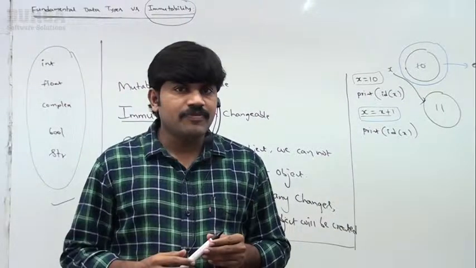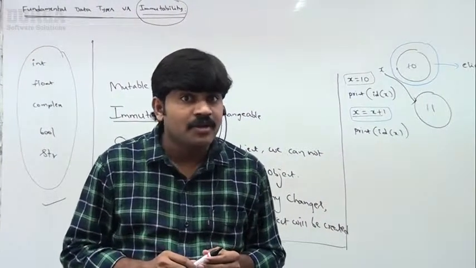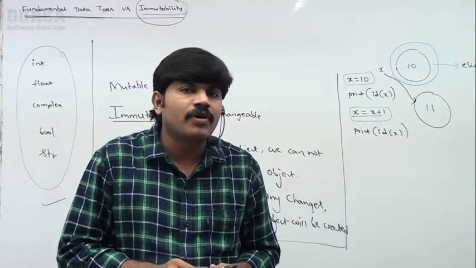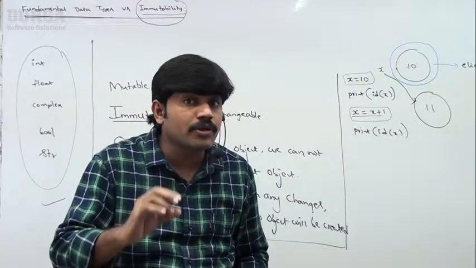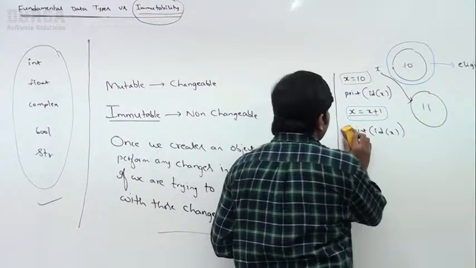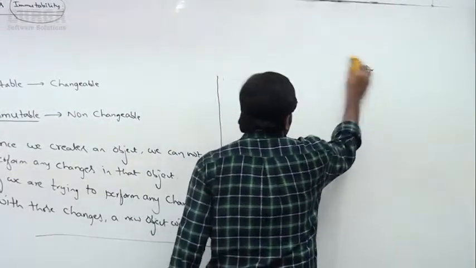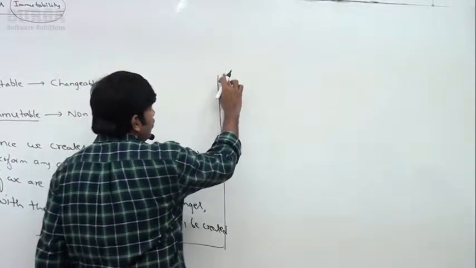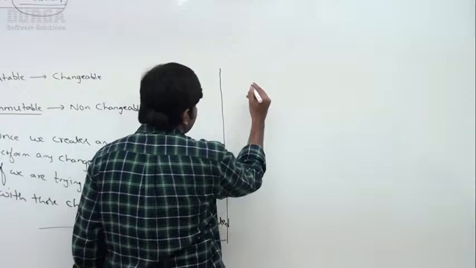Friends, is an int object immutable or mutable? Immutable, correct. Let me go through one more small example so that you get much more clarity. Have a look once, one more example, with a bit more explanation. Observe.